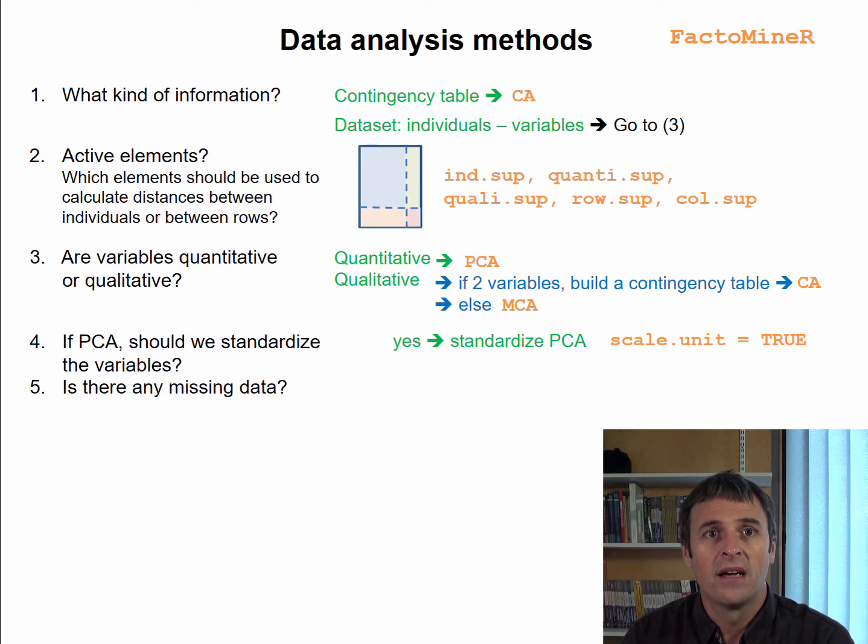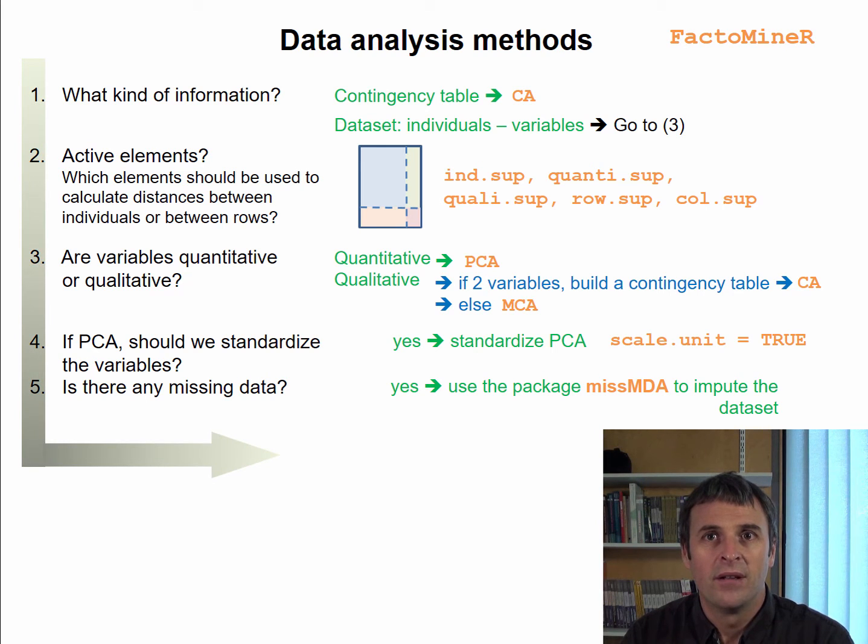Fifth question, is there any missing data? If we have missing data, it is helpful to use the missMDA package alongside FactoMineR. The missMDA package helps us to impute missing data. Then, with the resulting full data table, we can use standard PCA or MCA on it. So, these are 5 important questions that need to be answered before running analysis.